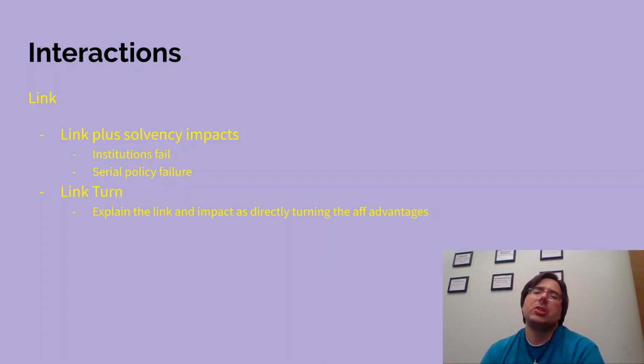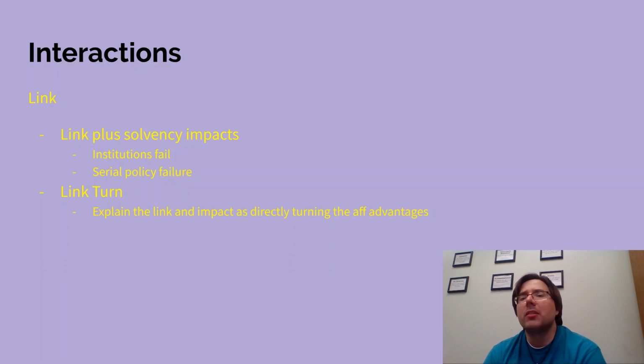On the link level, I think there are two main arguments you can make when you're interacting with the AFF. The first is you might have some solvency impact cards, and these will be things like the institution itself fails. So if you're reading anarchy, you can say the state is the problem. It can never be able to solve for an issue. Maybe it's like militarism: the state is the cause of militarism. As long as there is a state, there is going to be militarism. It can never stop that militarism. Institutions fail, whether they're slow, whatever. There's a lot of different ways you can make institution fails arguments.